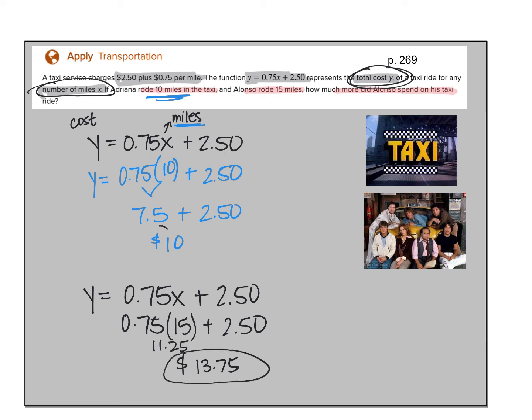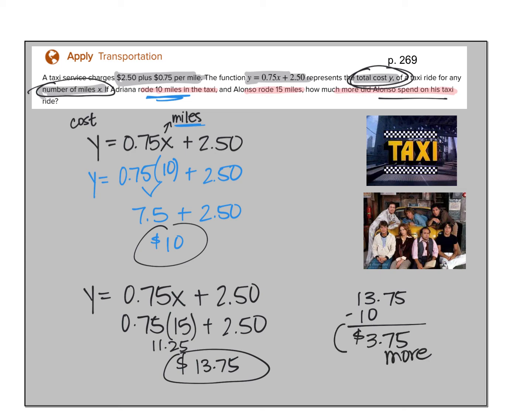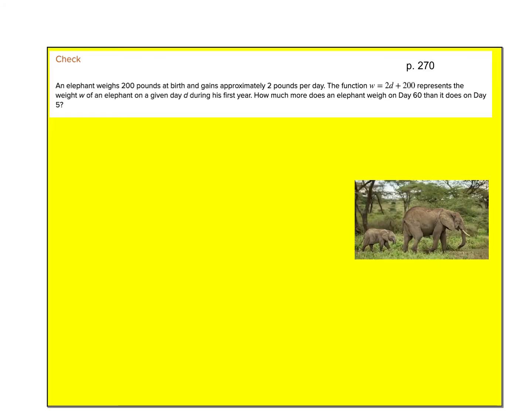Okay, so now I have how much both of them had to pay. It says, how much more did Alonzo spend on his taxi ride? Well, if he spent $13.75 and she spent $10, it looks like they spent $3.75 more on the ride, as long as I didn't make any mistakes, and hopefully I didn't.